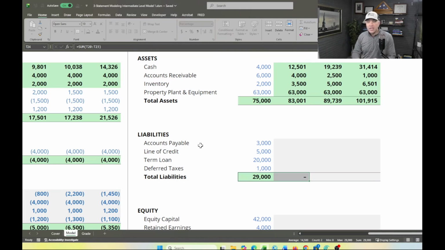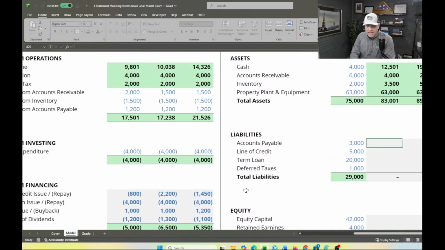Well, it's cash. So if liability goes down, your cash goes down. Liability goes up, your cash goes up. So it's a positive relationship. That's the important thing, and I want to make sure you understand that. So let's go to accounts payable.